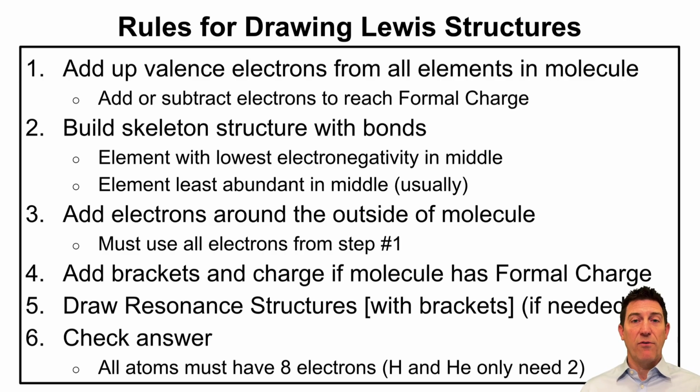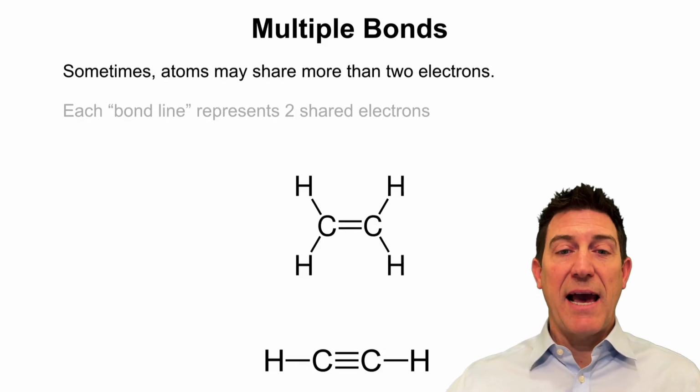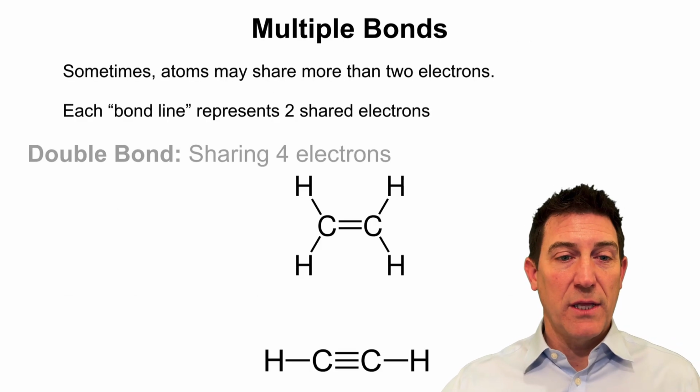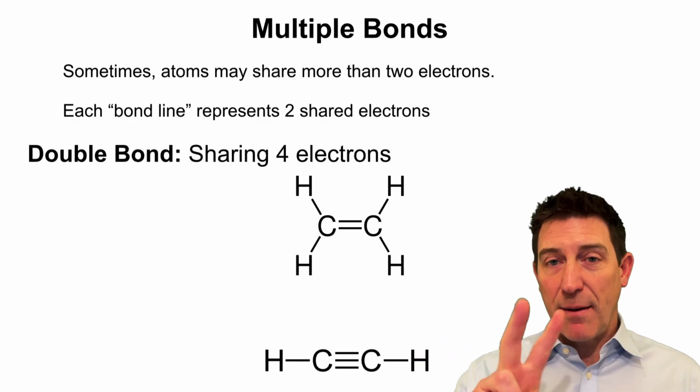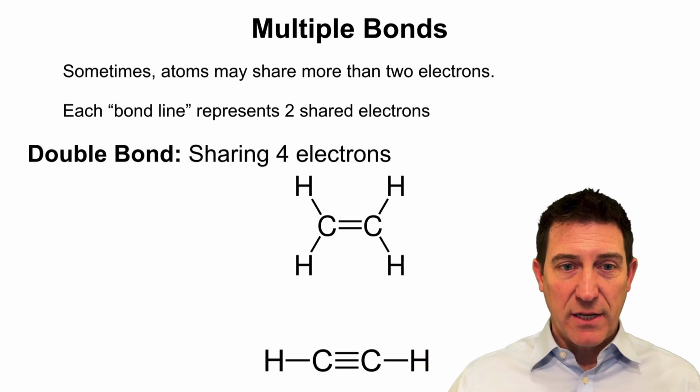I'm not going to go over it, but you can pause and write these down if you haven't yet done so. If you already have these written down, well then let's find out what this multiple bonds thing is all about. And as I mentioned, sometimes atoms may share more than 2 electrons, and each bond line represents 2 shared electrons in a covalent bond.